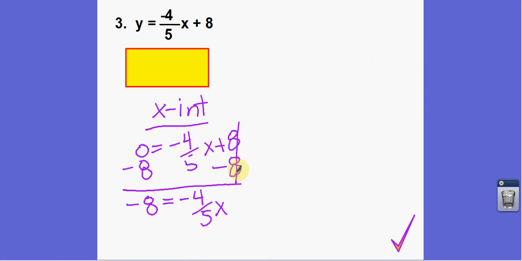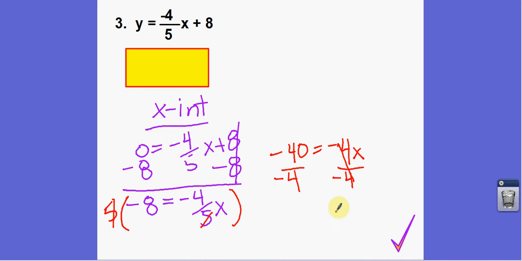Those 8's cancel out, right? Alright, so when you change pen colors here, we'll make this red. To get rid of this fraction, I notice that 5 is in the denominator, so I'm going to put parentheses around the whole thing, and I'm going to put a 5 right there out in front. And I multiply. 5 times negative 8 gives me negative 40. And 5 times negative 4 over 5, well, this 5 and that 5 cancel out. And so I'm left with negative 4x. Fraction is gone. And then I solve by dividing by negative 4. So it looks like x is equal to 10.